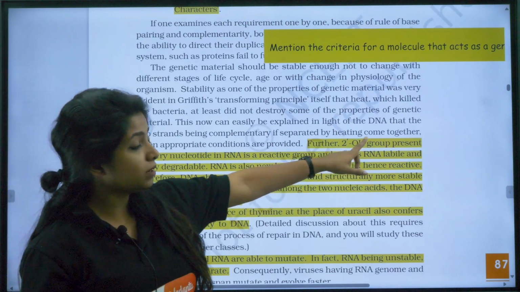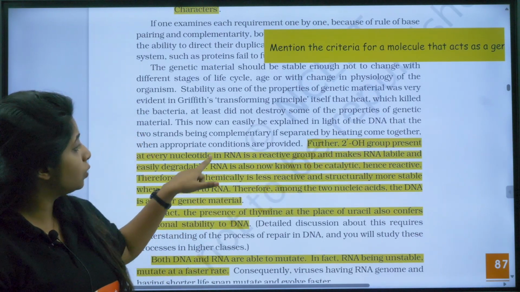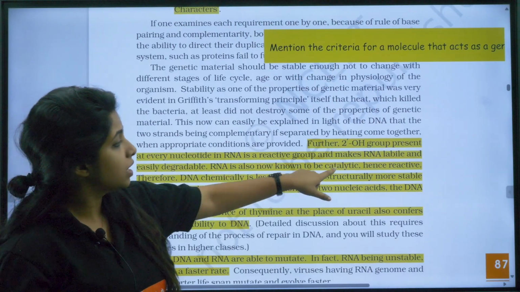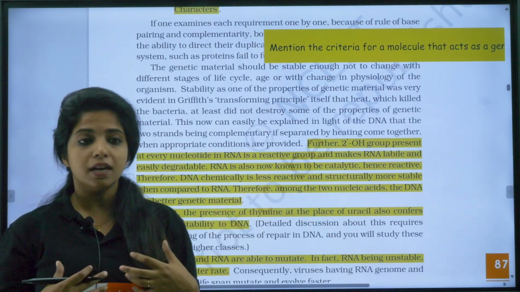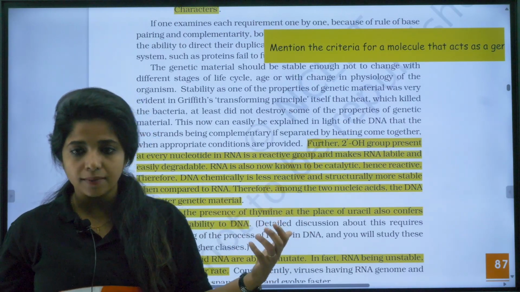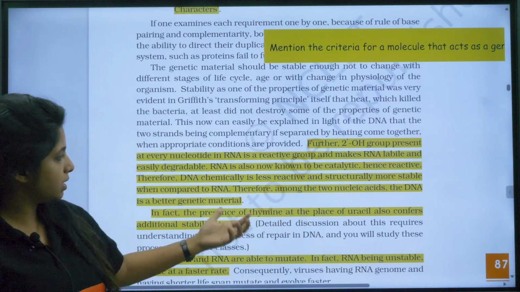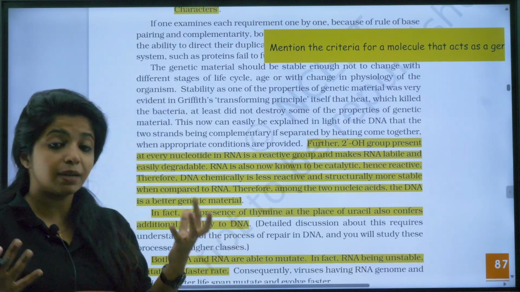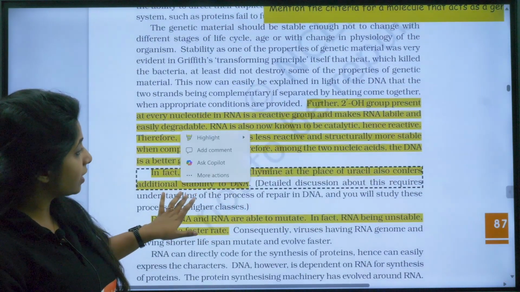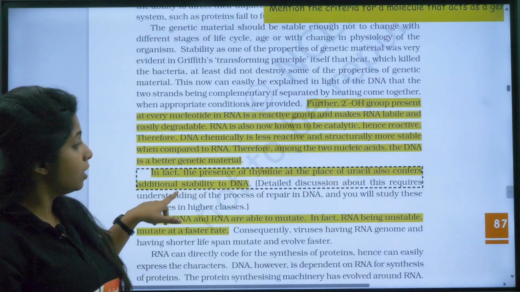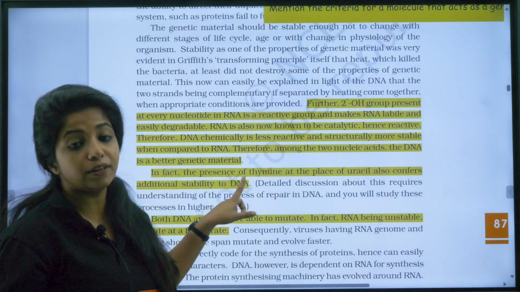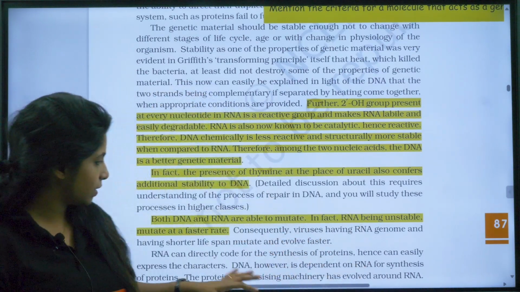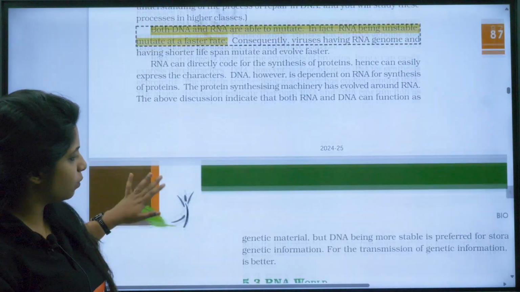So why is RNA not stable? The 2'OH group present at every nucleotide in RNA is a reactive group and makes RNA labile and easily degradable. RNA is also known to be catalytic. That means it helps processes to happen. It acts as an enzyme. Hence they are reactive. So basically we should not opt for something reactive, we should opt for something stable, and that stable thing is DNA. In fact, the presence of thymine in place of uracil also confers additional stability to DNA. So as I said, DNA has thymine, not uracil. So again, it gives additional stability. You should know all these two things, very, very important.